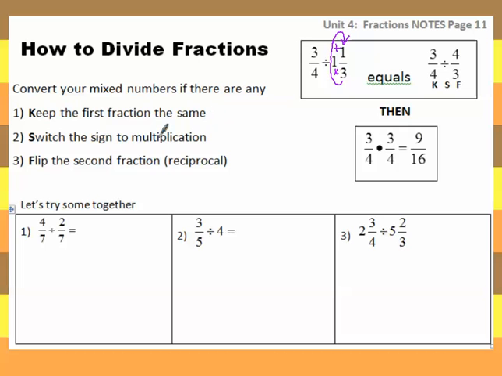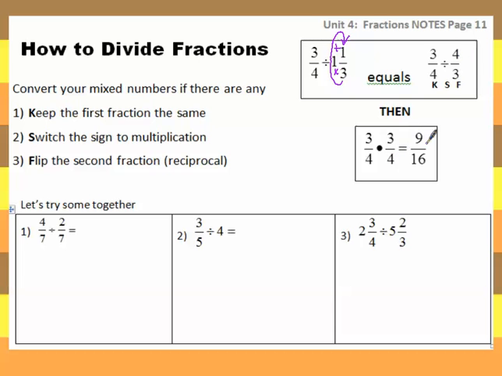The K means keep the first fraction the same. We keep the first fraction the same. The S means switch the sign to multiplication. So I'm switching that division sign to multiplication. And then number 3, the flip, I flip the second fraction over. So I do the reciprocal, or you could think of it as a refliprocal if you need to remember that to flip over the fraction. So when you do that, you now have 3/4. We switch to multiply, and then we flip the second fraction over.